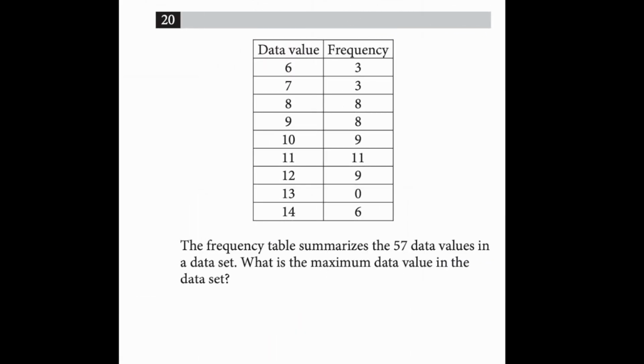The frequency table summarizes the 57 data values in the data set. What is the maximum data value in the data set? So we have, this is the data set or the data values, and this is the frequency. The maximum number will be 14.